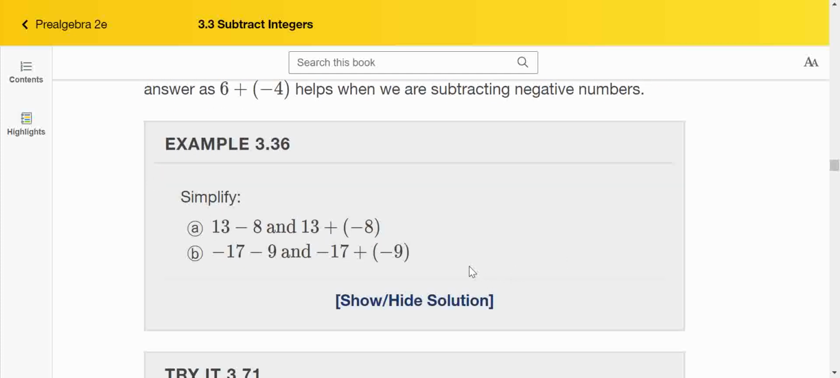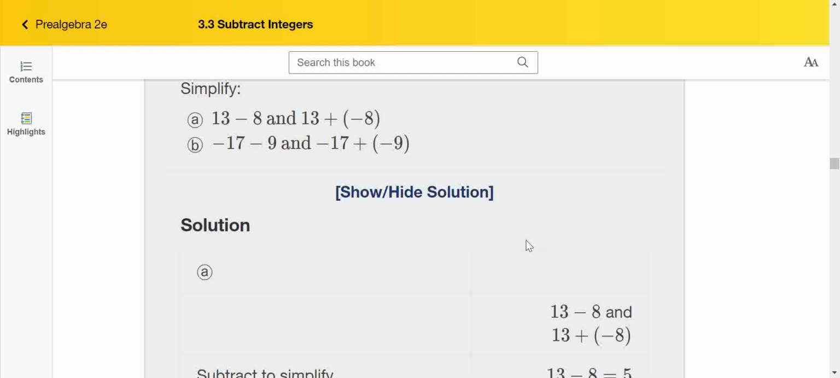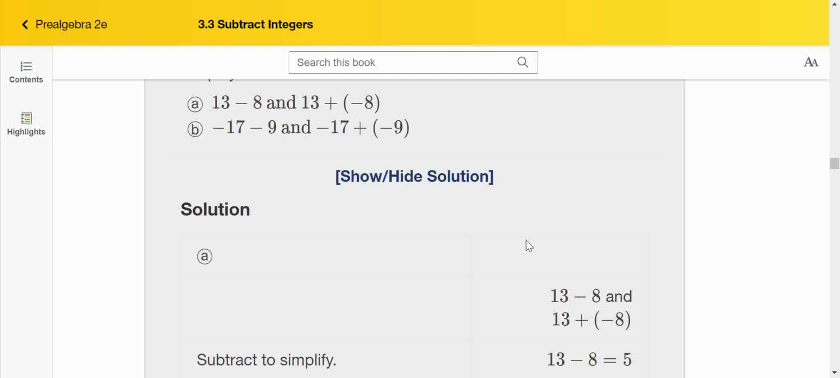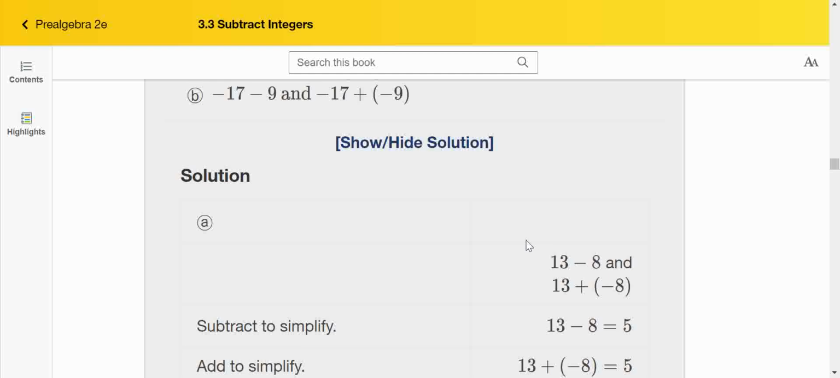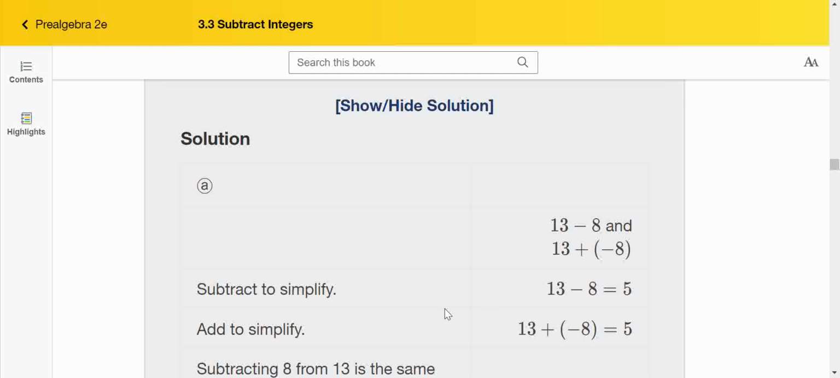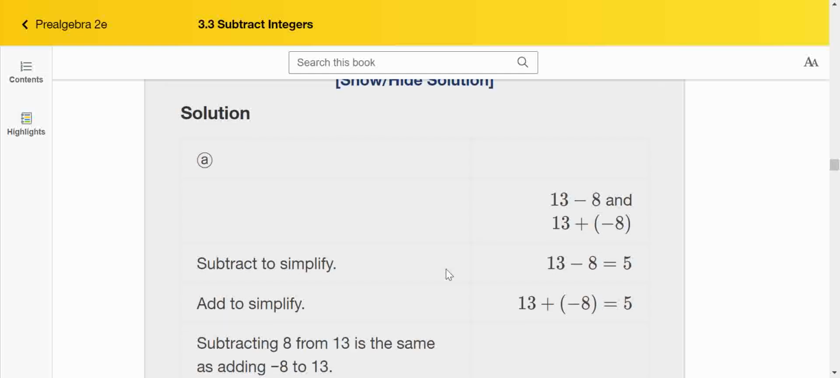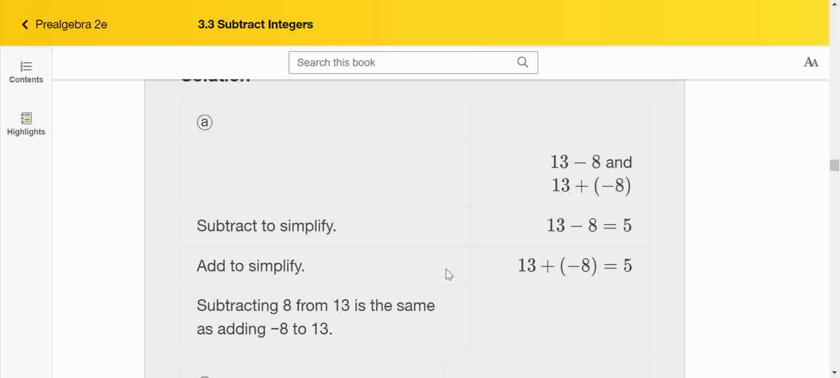Example 3.36, simplify A and B. We have 13 minus 8 and 13 plus minus 8. And for B, minus 17 minus 9 and minus 17 plus minus 9. So the solution, 13 minus 8 and 13 plus minus 8, we subtract to simplify. 13 minus 8 is 5. Add to simplify, 13 plus minus 8 is 5. Subtracting 8 from 13 is the same as adding minus 8 to 13.